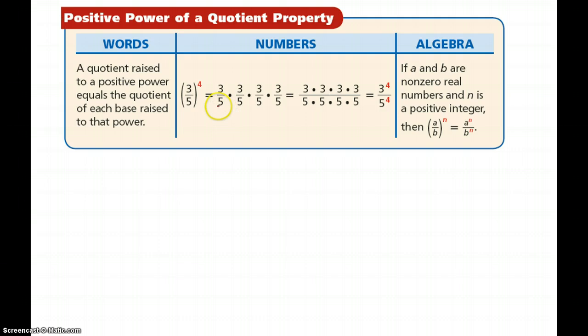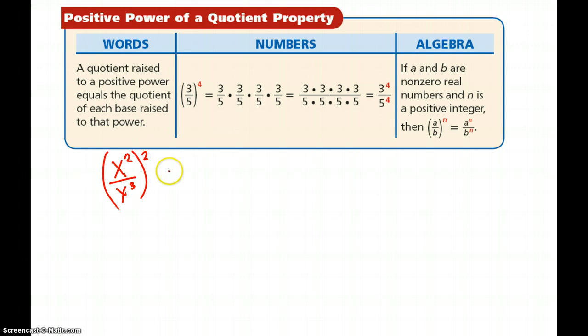Well, if we write that out 4 times, 3 to the 5th times 3 to the 5th times 3 to the 5th times 3 to the 5th, and mush that all together, we get 3 to the 4th over 5 to the 4th. I'll do an example with x's and y's. So if I have x squared over y cubed, to the 2nd.